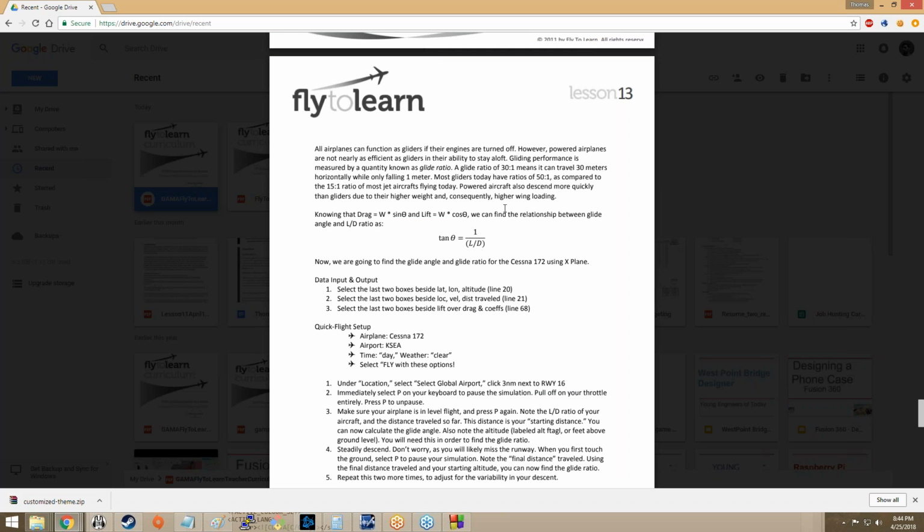So we can find the relationship between glide angle and lift and drag ratio as tangent of theta is equal to 1 over lift divided by drag. So now we're going to find the glide angle and the glide ratio for the Cessna 172 using X-Plane.